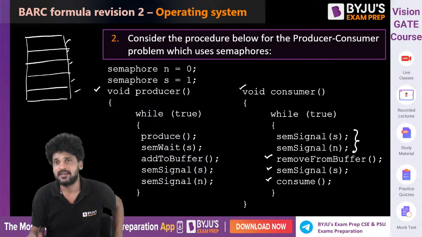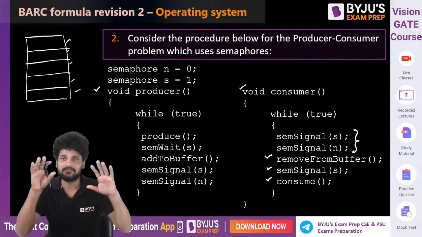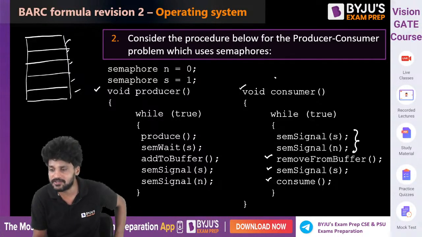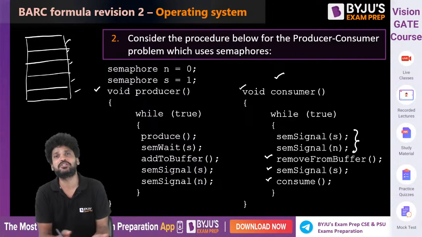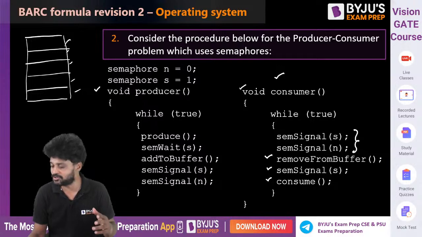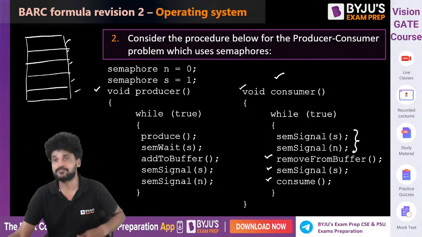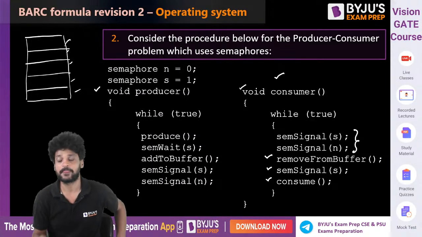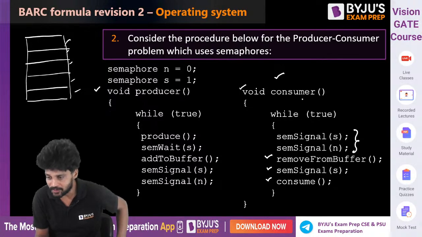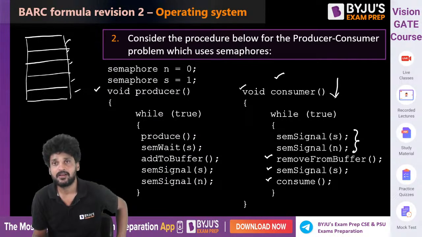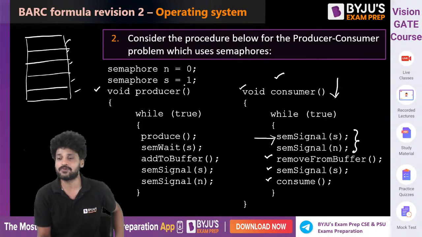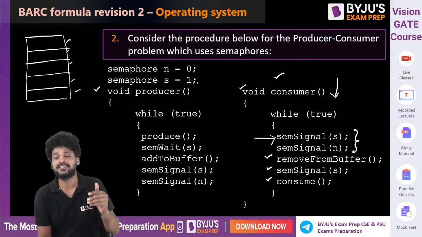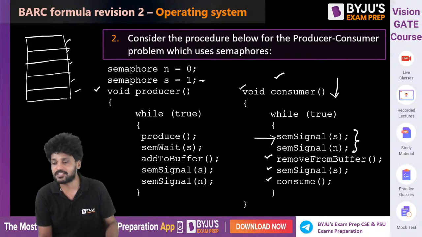Now let us see, under some timeline, let us say consumer got scheduled. By that time, producer did not get scheduled at all, and did not produce even a single element into the buffer. So what may happen here? Consumer will come here and initially execute signal on S. Now what is the S value? S value is equal to 1. When the consumer executes signal on S, S value becomes 0.